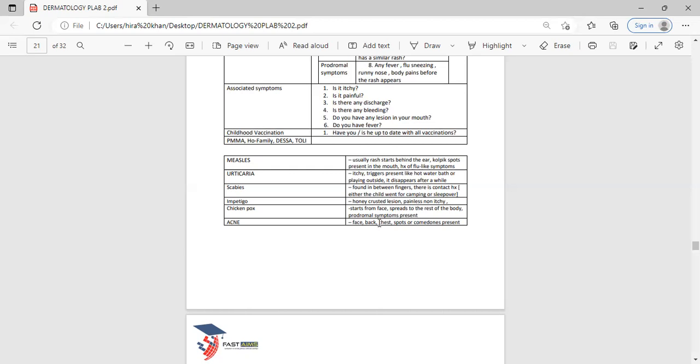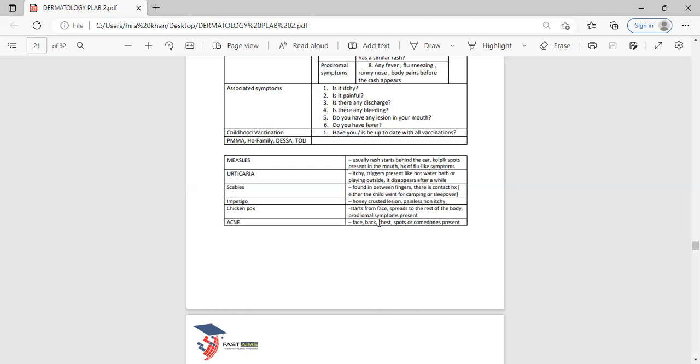Okay, for urticaria, they will mention that I was in contact with something, like either I was doing some gardening, or I was in contact with some tree, or something has bitten me, and then afterwards I developed some rashes, and then it disappeared after a while.